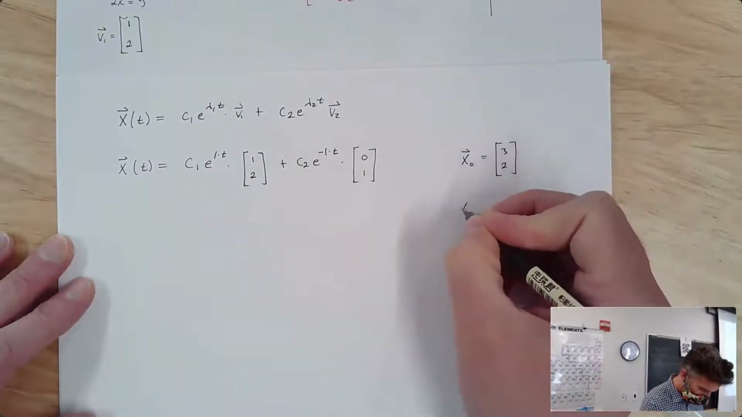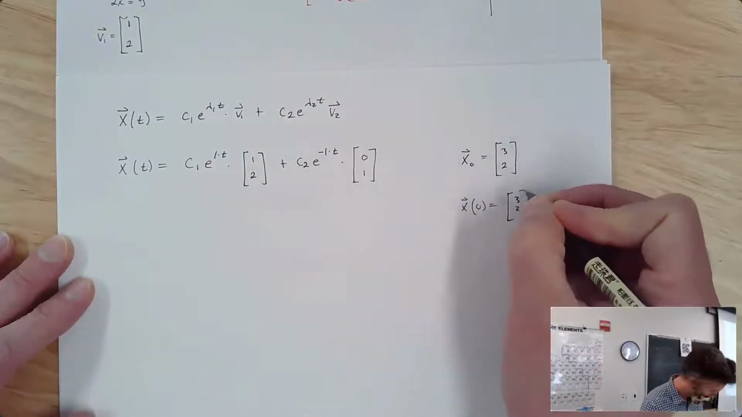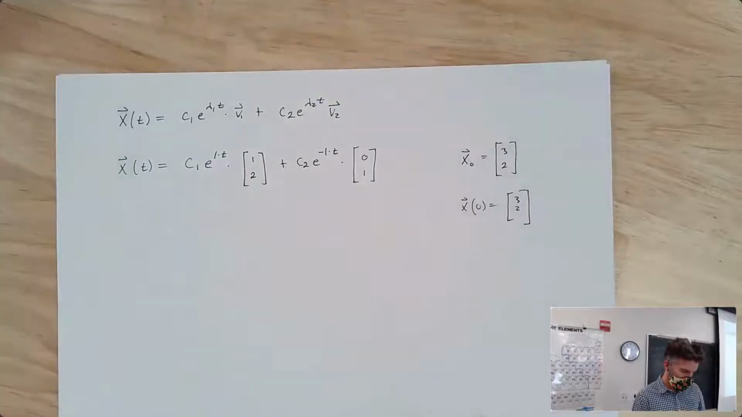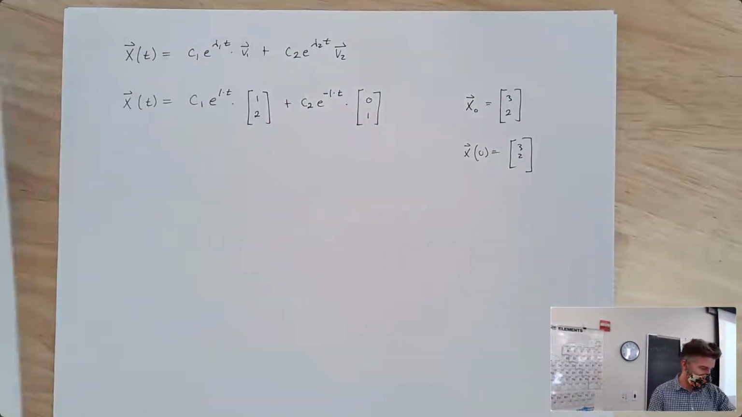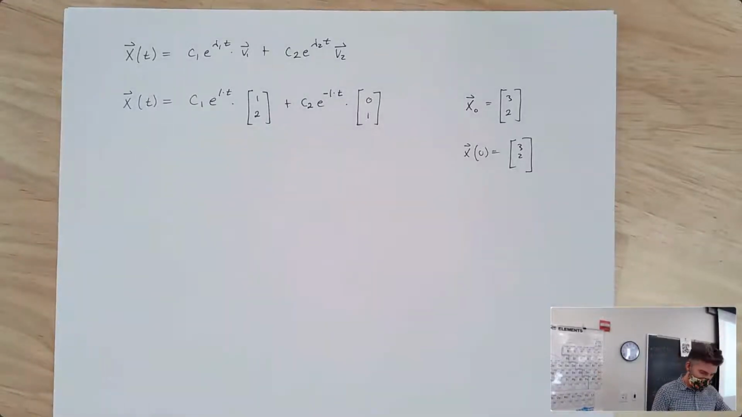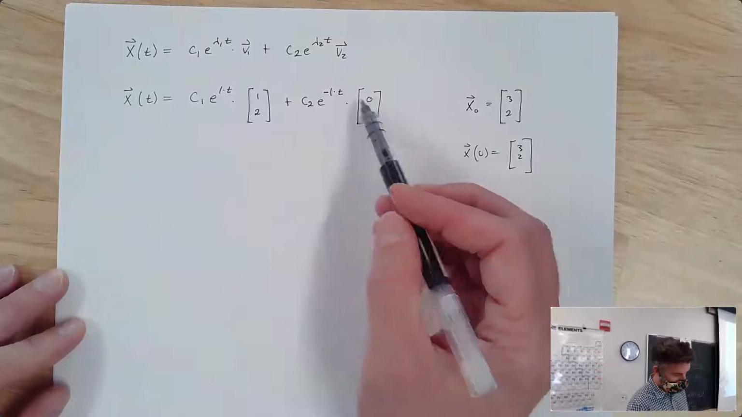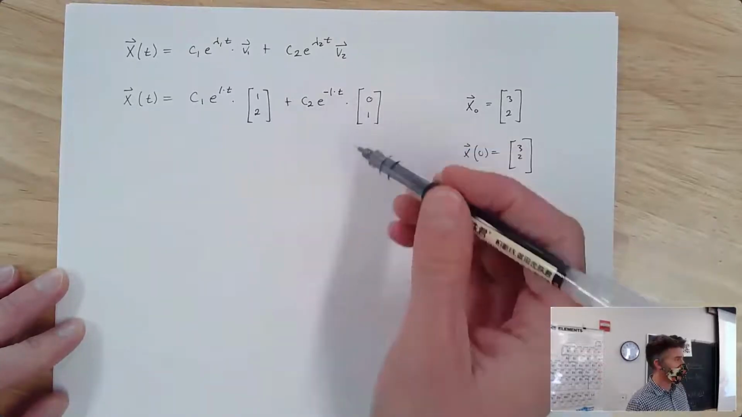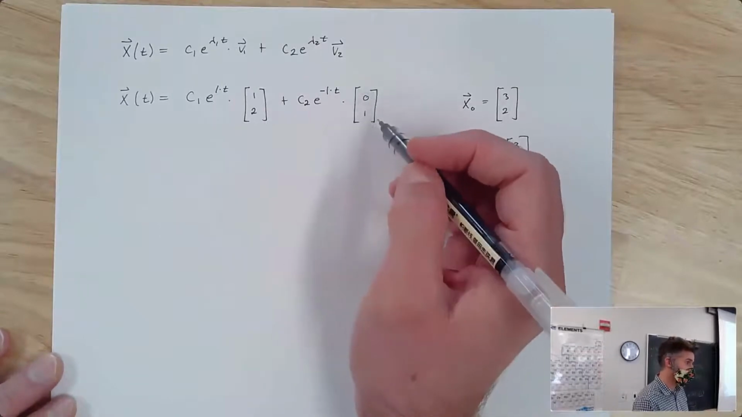That just means that x evaluated at 0 is 3, 2. I would, again, emphasize the fact that when you have a 0 in one of these corners, upper right or lower left, usually things are kind of easy because we're going to be able to really easily solve for C1 and C2 here, because when you have a zero in a corner, you typically get an eigenvector that has a zero in one of the spots.